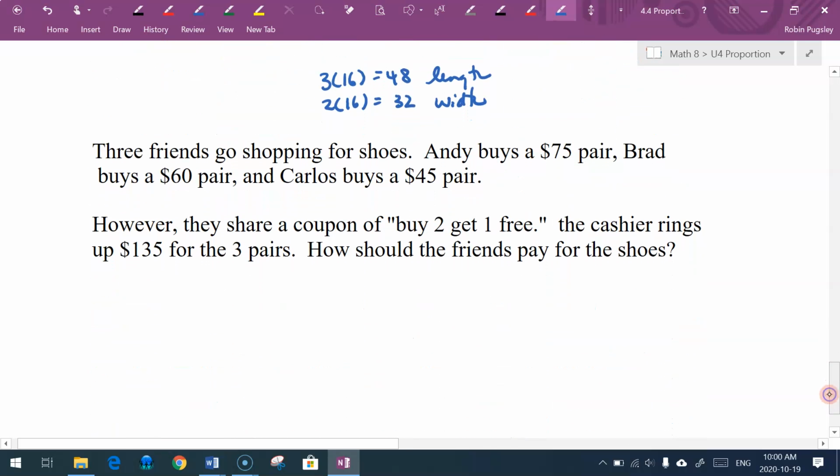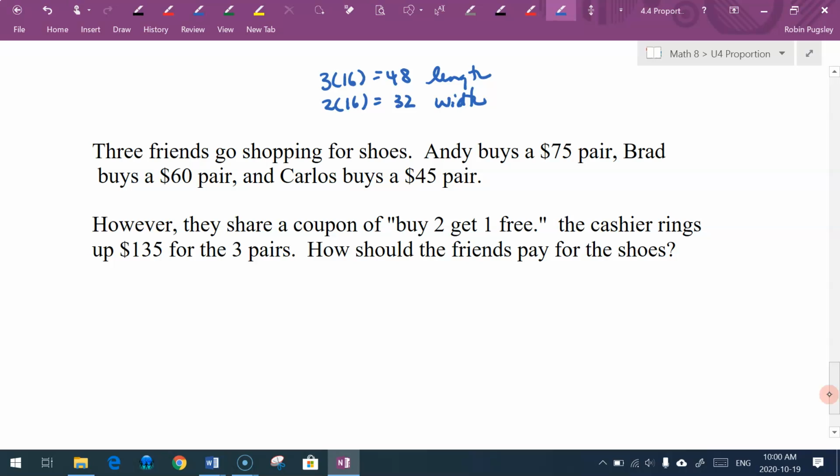All right, here's a tricky one. 3 friends go shopping for shoes. Andy buys a $75 pair, Brad buys a $60 pair, and Carlos buys a $45 pair. However, they share a coupon, buy 2, get 1 free, and the cashier rings up $135 for the 3 pairs. How should the friends pay for the shoes?